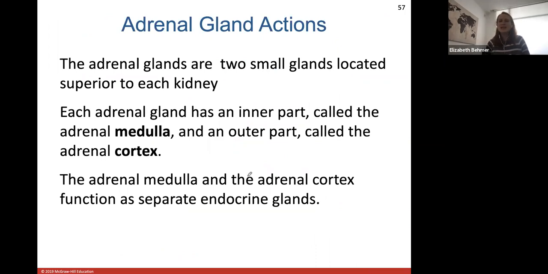Adrenal gland actions then. So your adrenal glands are 2 small glands located right on top of your kidneys. And each adrenal gland has an inner part called the medulla and an outer part which we call the cortex. And the adrenal medulla and the adrenal cortex function as completely separate endocrine glands. So you can see those as shown here.